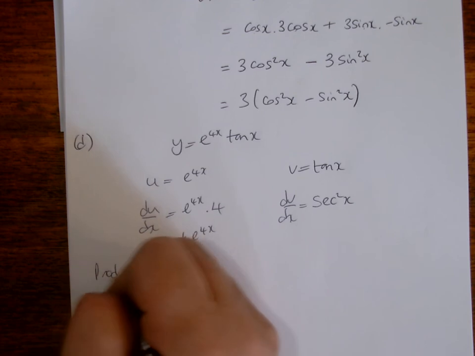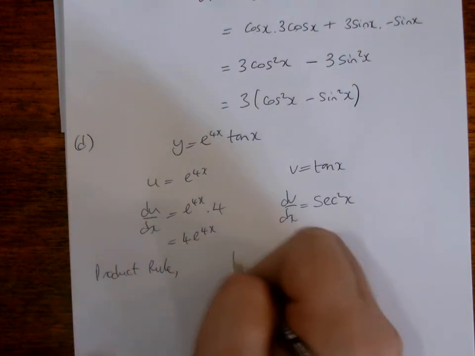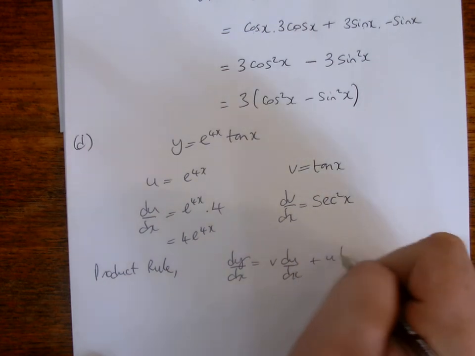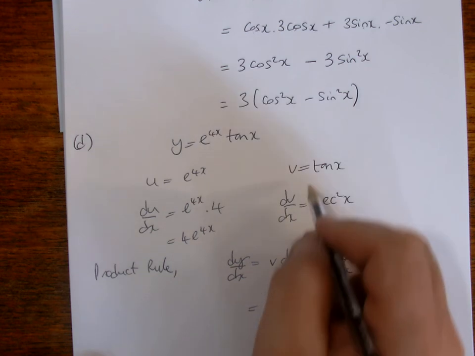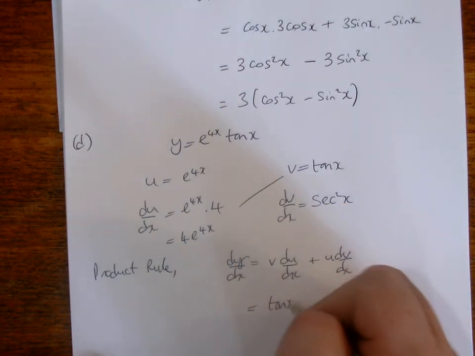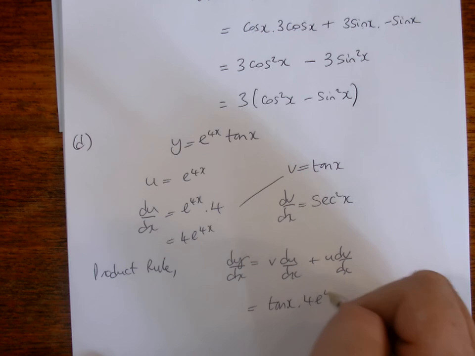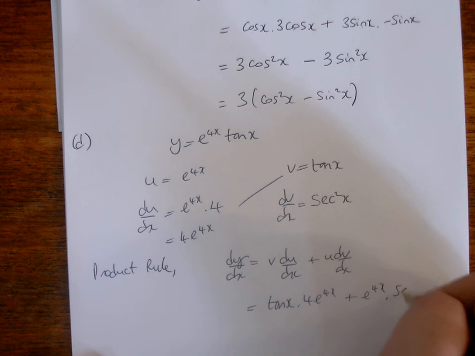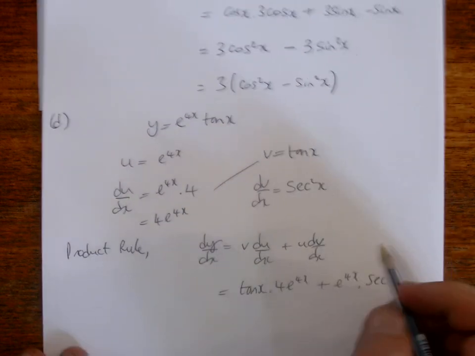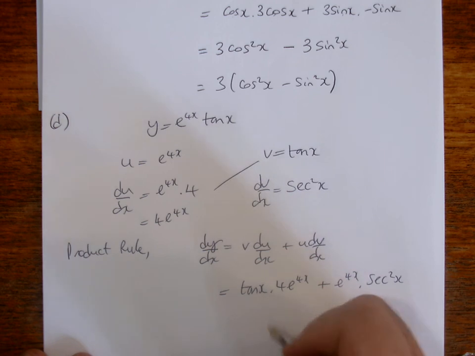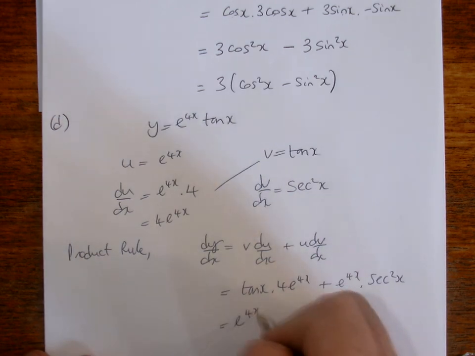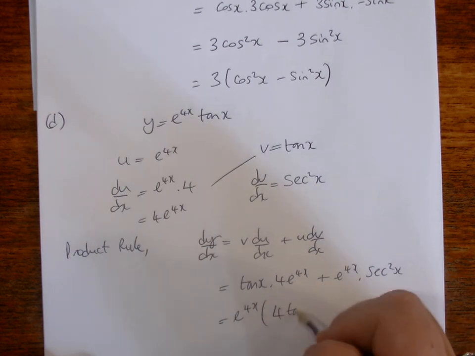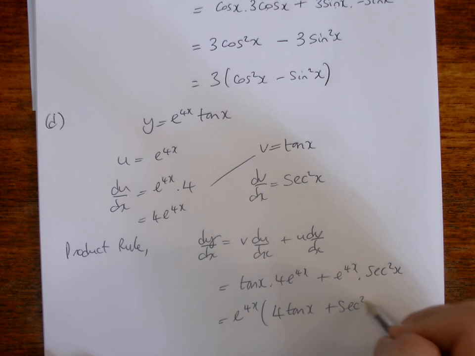So product rule then, dy/dx is equal to v du/dx plus u dv/dx. So v is tan x, du/dx is 4e to the 4x, plus u, which is e to the 4x, times dv/dx, which is sec squared x. Okay, so then you can see there's a common factor here of e to the 4x. And then inside we've got 4 tan x plus sec squared x.